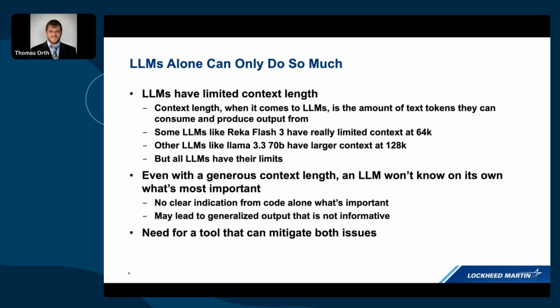A token is just the representation that an LLM sees when it looks at characters and words. Some LLMs, like Flash 3, have a really limited context length of 64,000 tokens. Other LLMs, like Llama 3.3, have a really large context window at 128K, but they all have the same thing in common. They all have their limits.